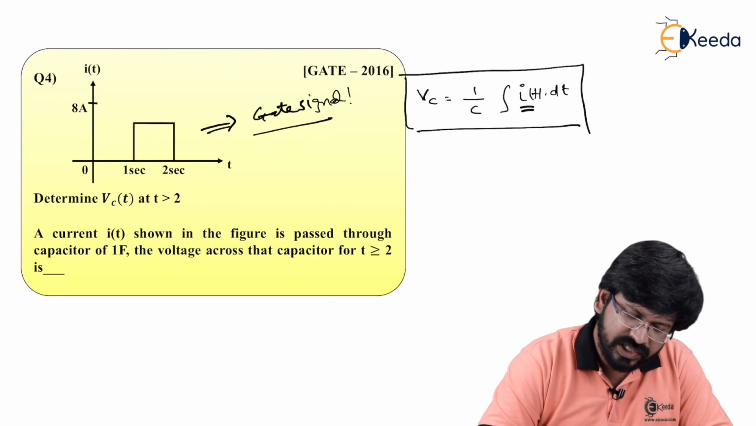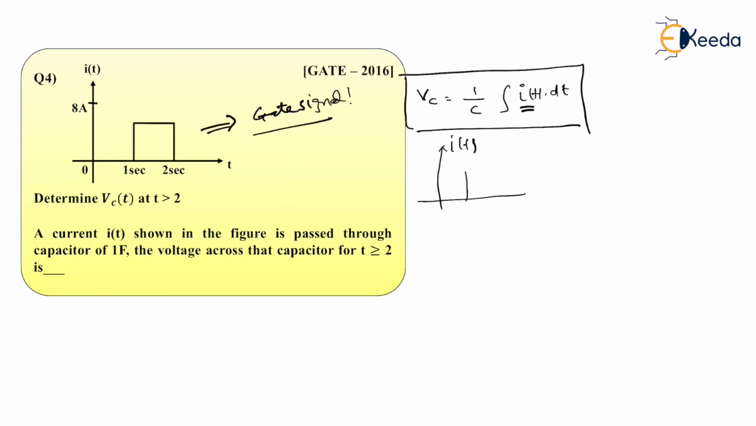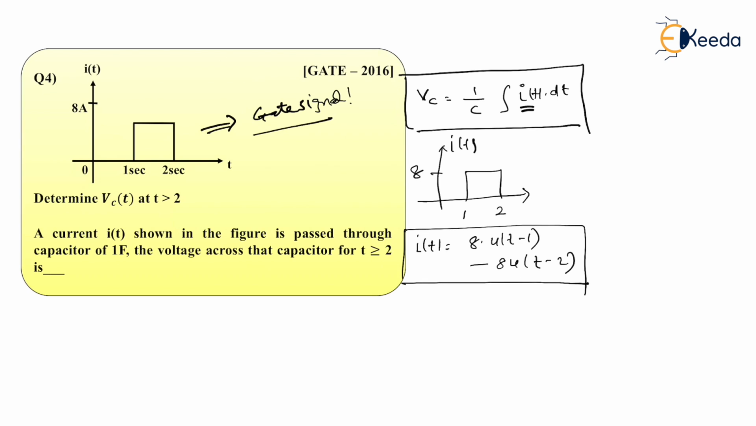Let's see what current is given. The current is given like this. This I of t is given like this. From 1 second to 2 second, it is 8. By using signals and systems concepts, I can write I of t as 8 times u of t minus 1 minus 8 times u of t minus 2. You must be wondering how I have written this equation. So I'll make it more elaborate.